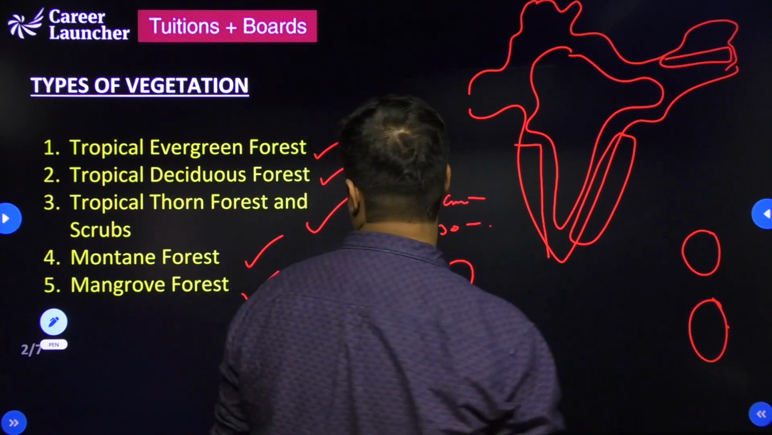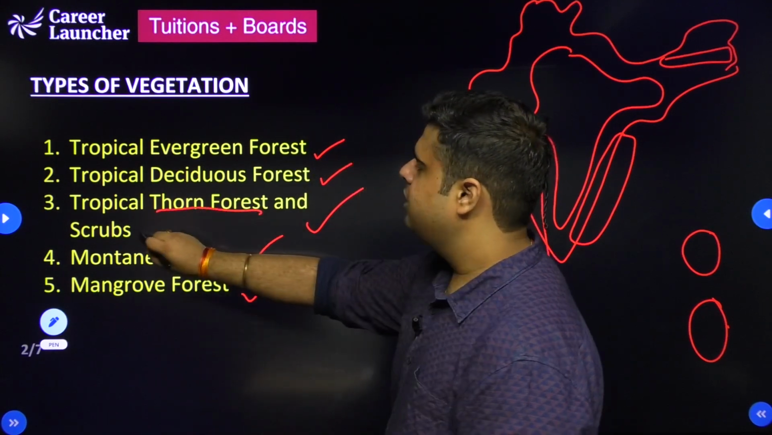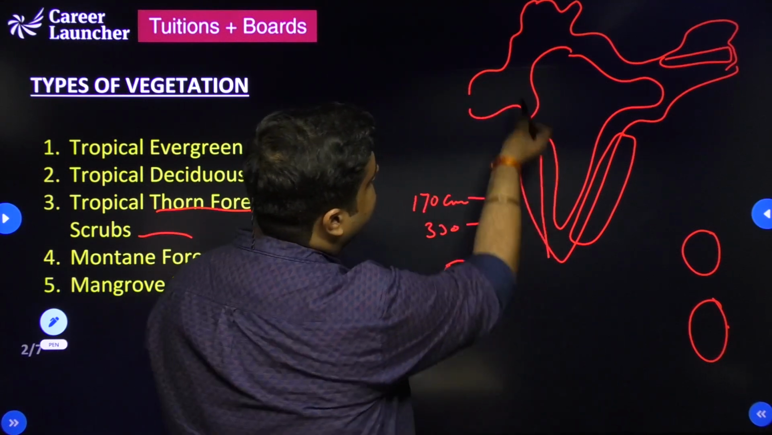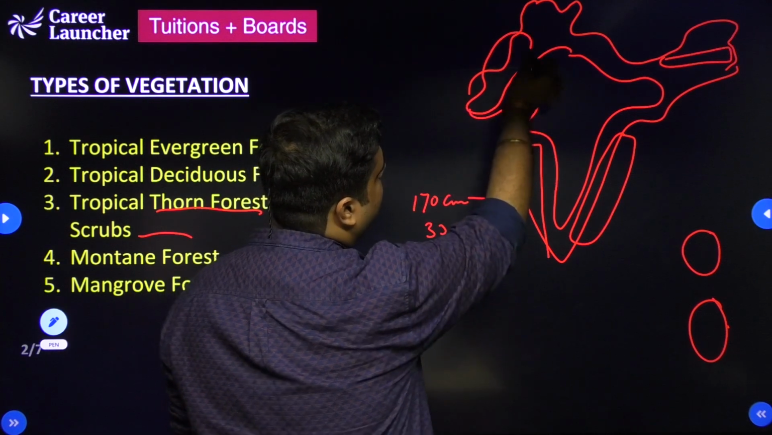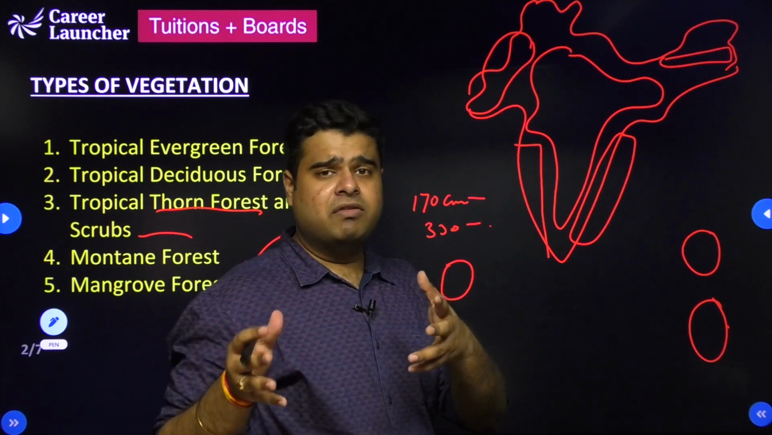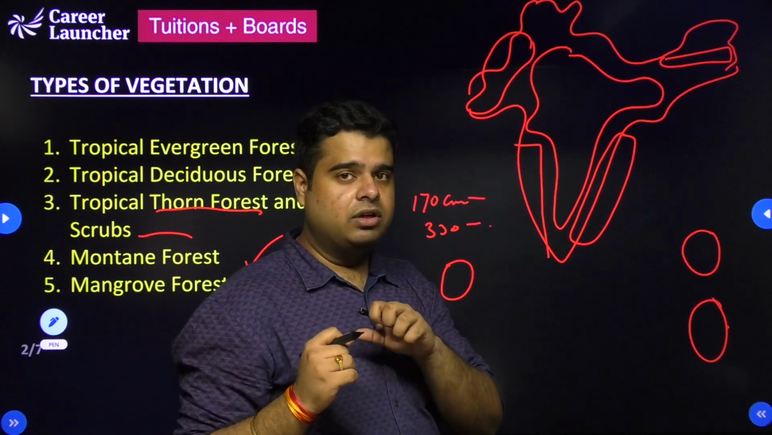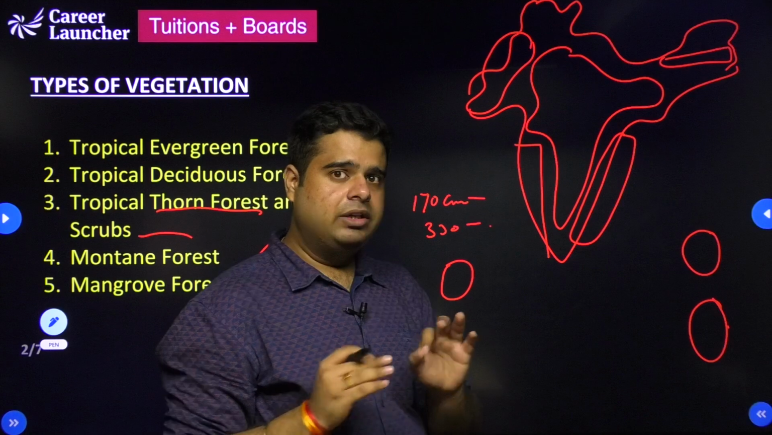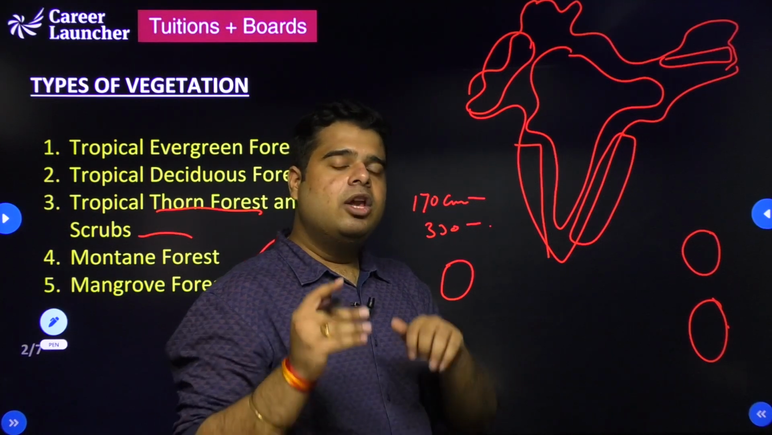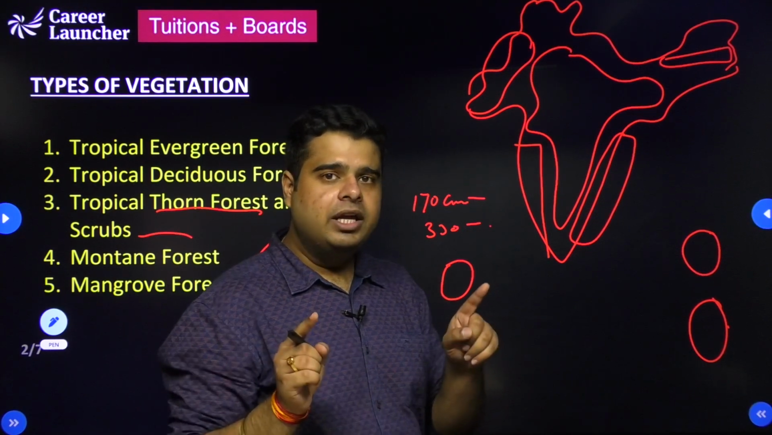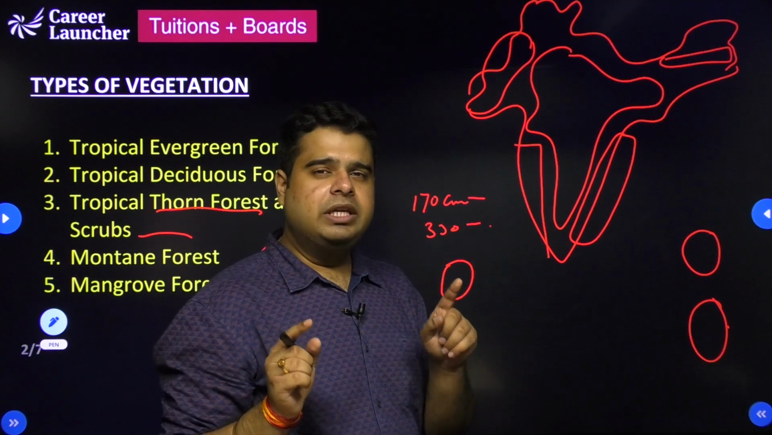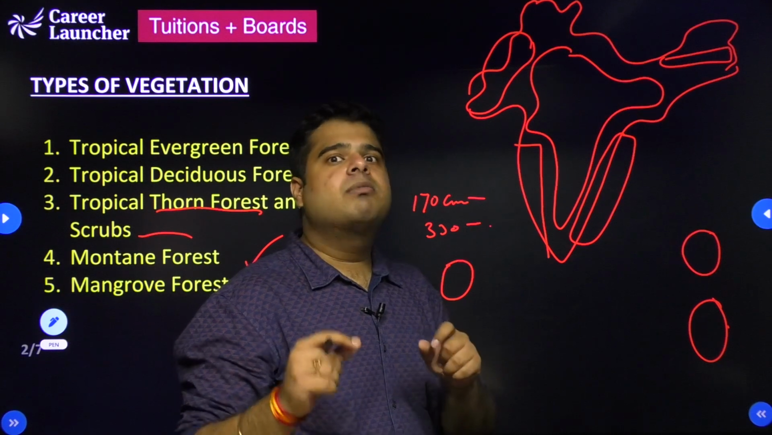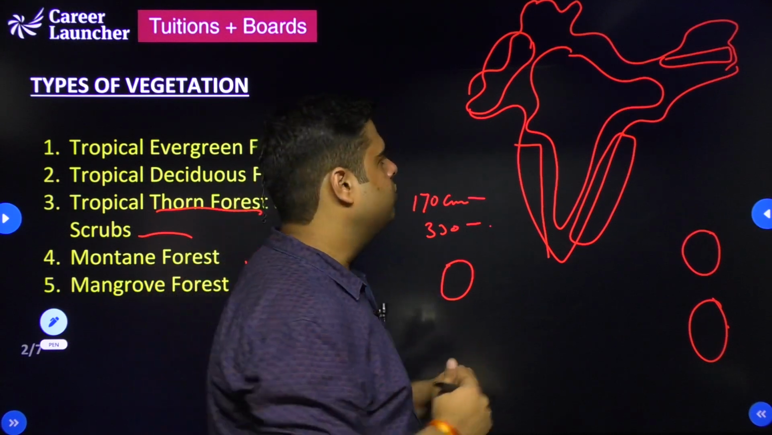Okay. The third one is tropical thorn forest and scrubs. This type of forest lies in the desert pockets of Rajasthan and northern Gujarat. The northern Gujarat has the Gulf of Kutch, which is a bit dry and arid in nature. So these forests are found in those places because they can sustain low rainfall and they have very thorny leaves and stems, which makes them evaporate less water when the heat starts rising in these regions.